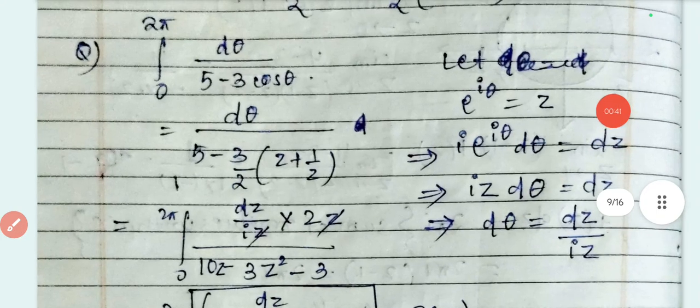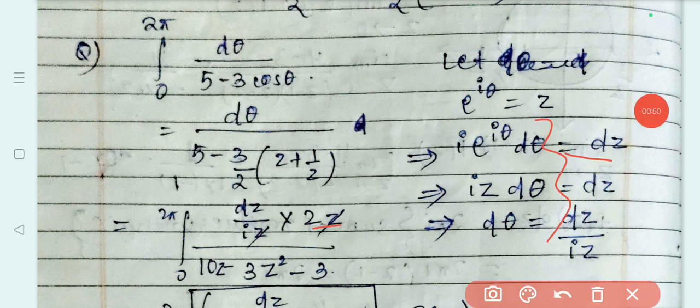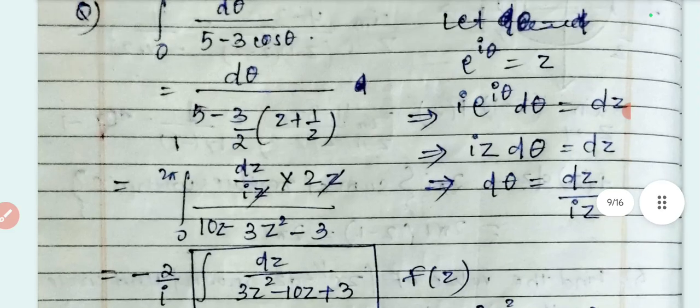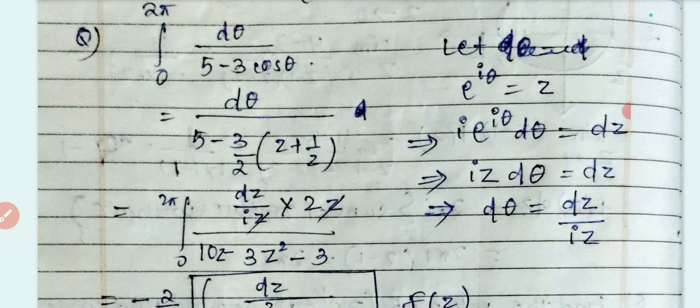Let's see this question. Integrate 0 to 2 pi d theta by 5 minus 3 cos theta. Put the formula of cos theta here, that is half (z plus 1 by z). Then simplify the equation. Take the minus common, then in case of e to the power i theta, take it as z.